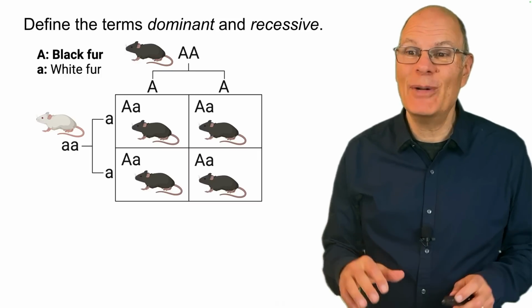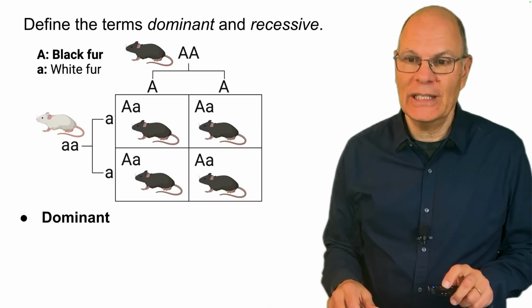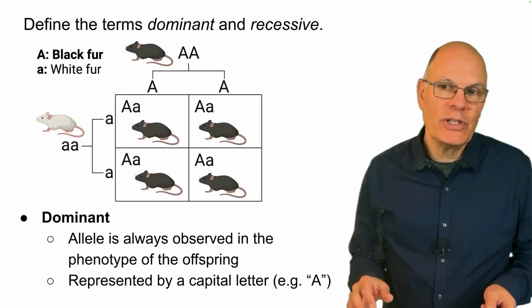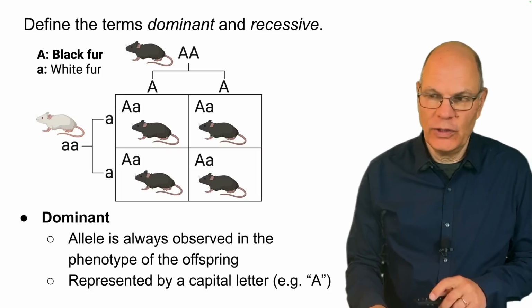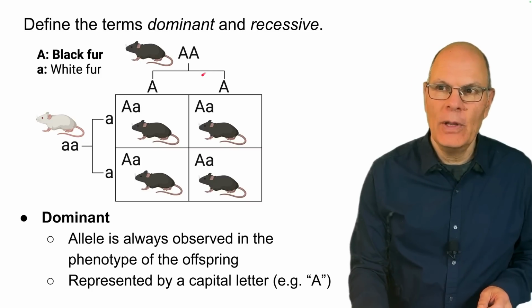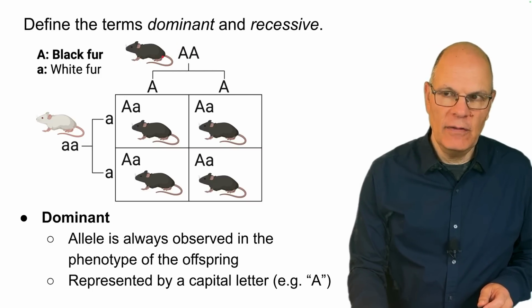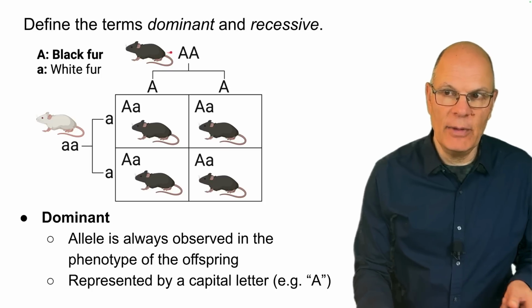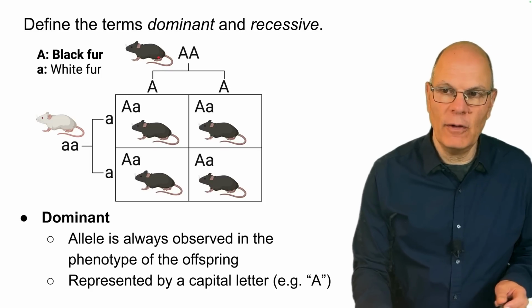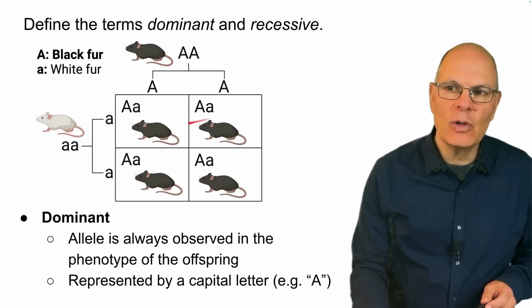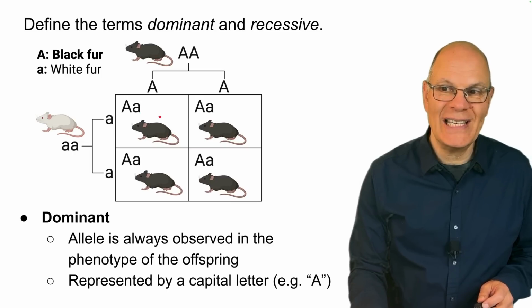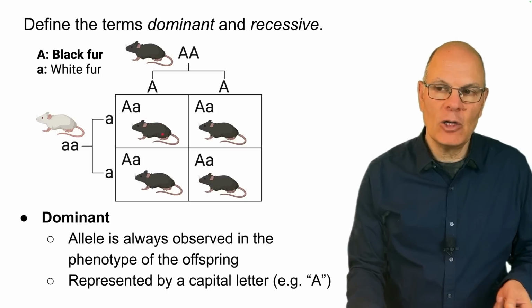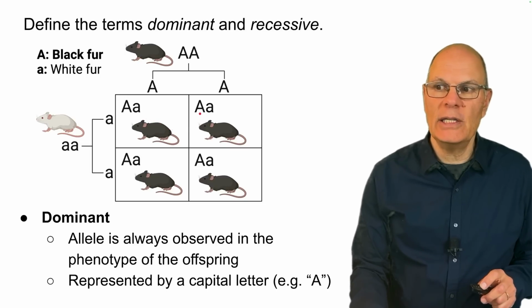Define the terms dominant and recessive. Dominant alleles are always observed in the phenotype of the offspring. They're represented by a capital letter. So, for example, the capital letter A. So here's an individual who's homozygous dominant, and they express the dominant characteristic, dark black fur. In these heterozygotes, there's also a recessive allele, but because the dominant allele is present, then the characteristics of the organism is determined by the dominant allele.